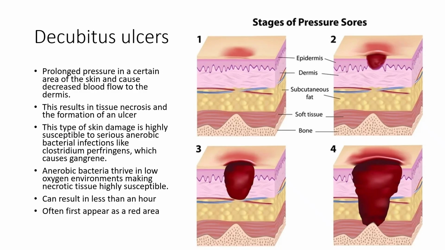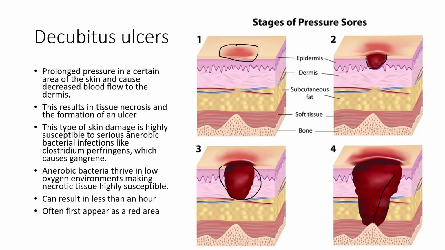In the stages, just like burns, we have superficial, partial thickness, and full thickness. And they form in stages. Stage one is just a red area, devascularization, lack of blood flow, and we're starting to have some serious tissue ischemia and inflammation. Then in stage two, we're starting to have tissue necrosis down into the dermis. In stage three, tissue necrosis all the way through the dermis. And then stage four, it's full thickness all the way down to the bone.